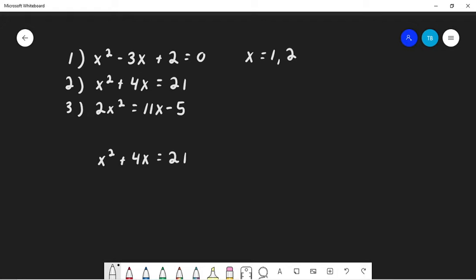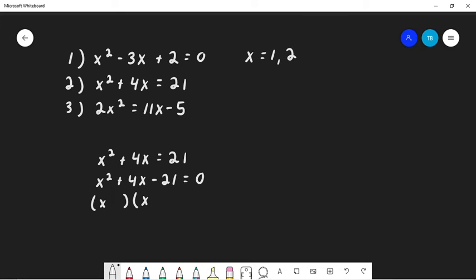Easiest way to do that would just be to subtract 21 on both sides of the equation. So then the resulting equation would be x squared plus 4x minus 21 is equal to 0. And then we factor the trinomial into two binomials. So we know that's going to be x and x.